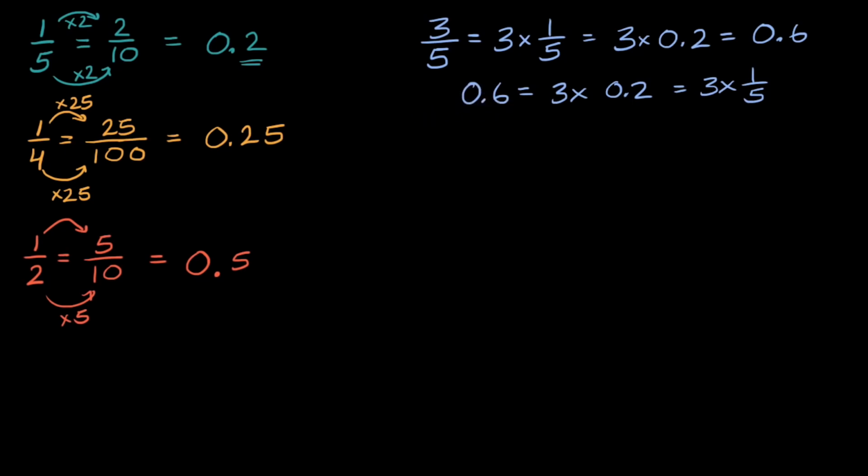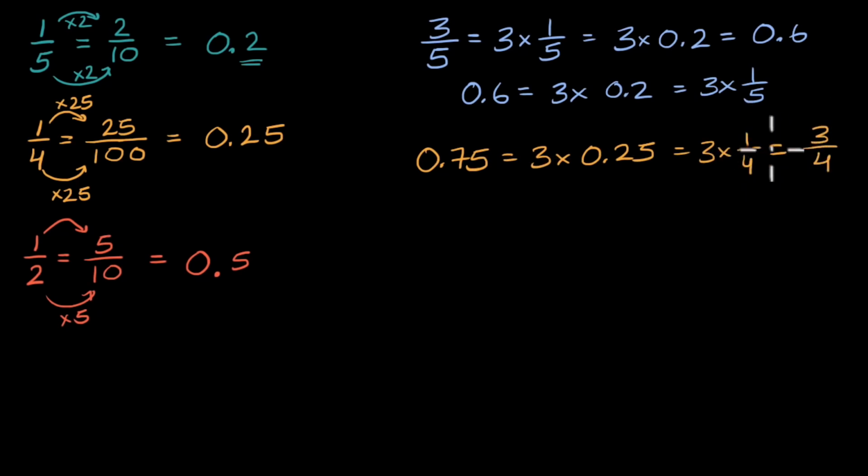Let's do another one. Let's say you wanted to represent 0.75 as a fraction. Pause the video, try to do it yourself. Well, you might immediately recognize that 75 is 3 times 25, so 75 hundredths is equal to 3 times 25 hundredths. And 25 hundredths, we already know, is 1/4. So this is equal to 3 times 1/4, which is equal to 3/4. And over time, you won't have to do all of this in your head. You'll just recognize 75 hundredths, that's 3/4, because 25 hundredths is 1/4.